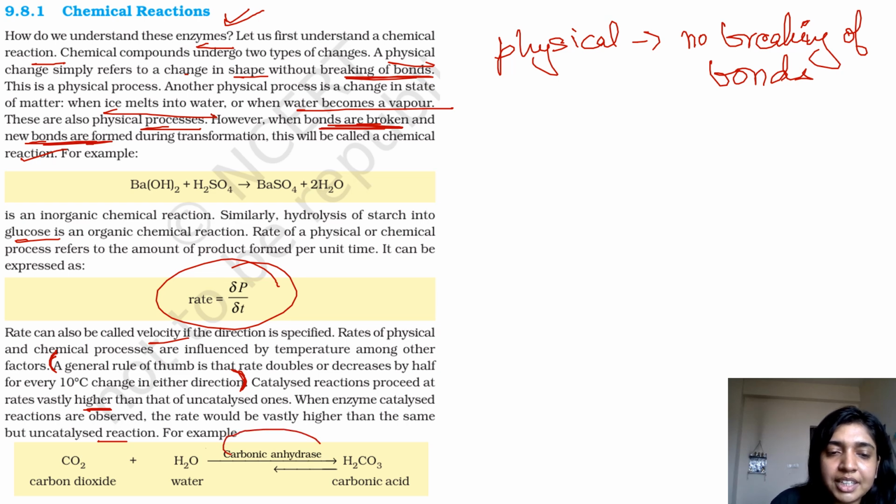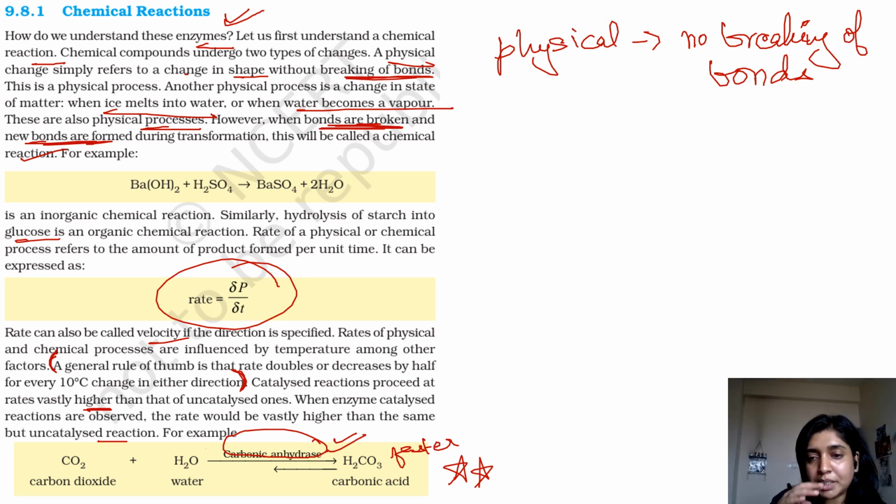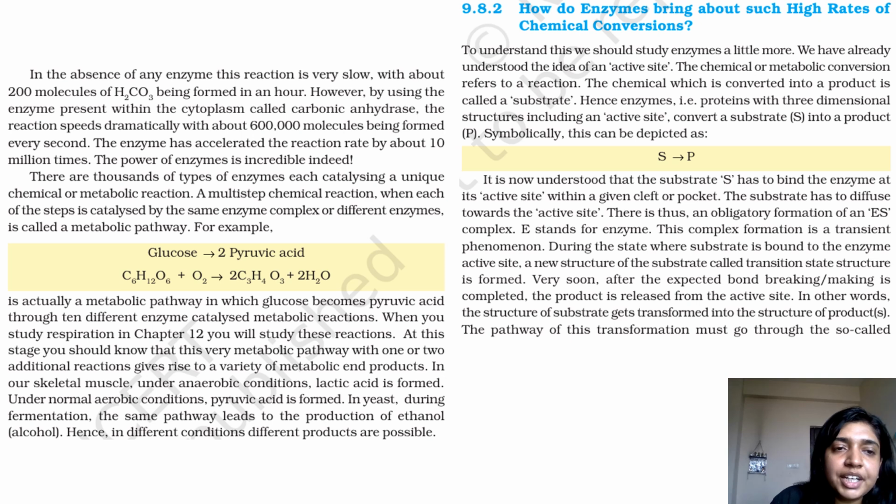So when we are using the enzyme carbonic anhydrase, the reaction is faster. But when this enzyme is not present, the reaction becomes slower. Carbonic anhydrase is important, it has come in the exam. When we are talking about CO2 plus H2O becoming H2CO3, the enzyme used is carbonic anhydrase. In the absence of any enzyme, this reaction is very slow, with about 200 molecules of H2CO3 forming in an hour. However, by using the enzyme present within the cytoplasm called carbonic anhydrase, the reaction speeds up dramatically, with about 6 lakh molecules being formed every second.